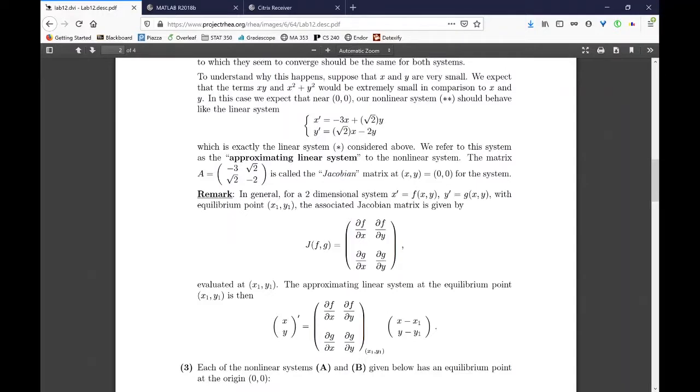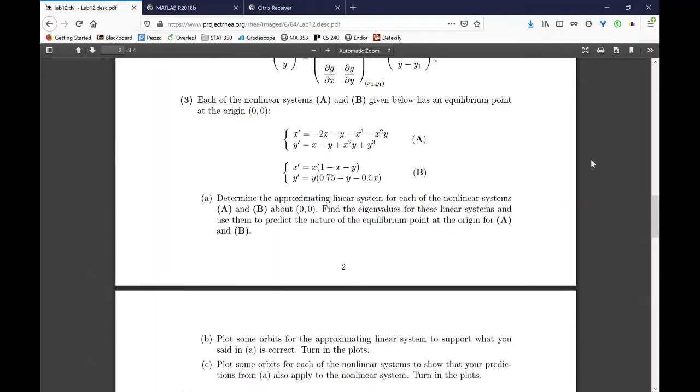But since our equilibrium point is at 0, 0, this is the Jacobian for this matrix. And in general, the Jacobian matrix will look like df/dx, df/dy, dg/dx, dg/dy, which should look very similar to something that you have learned in class.